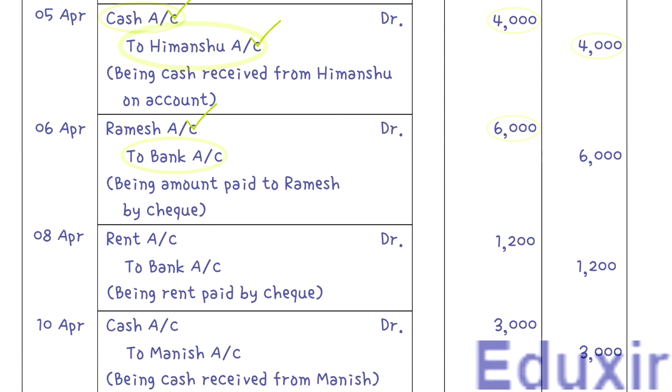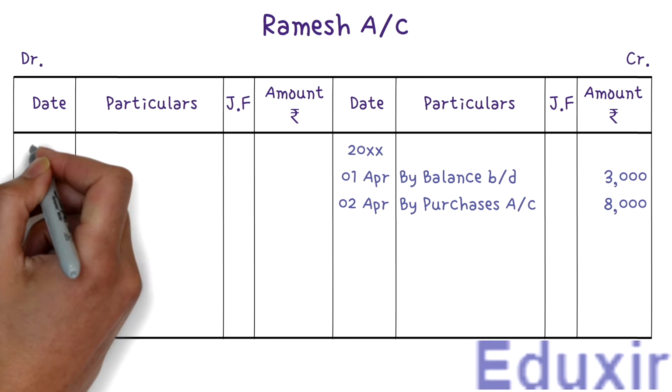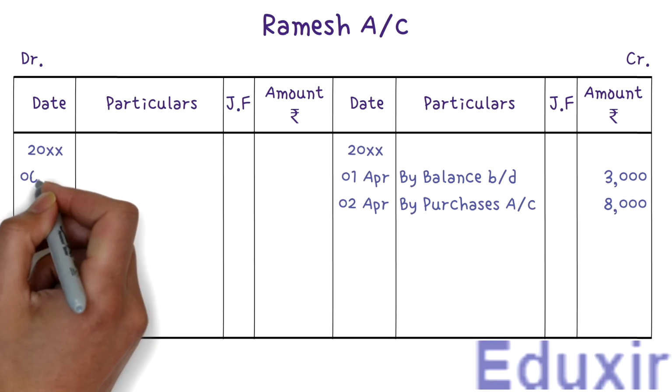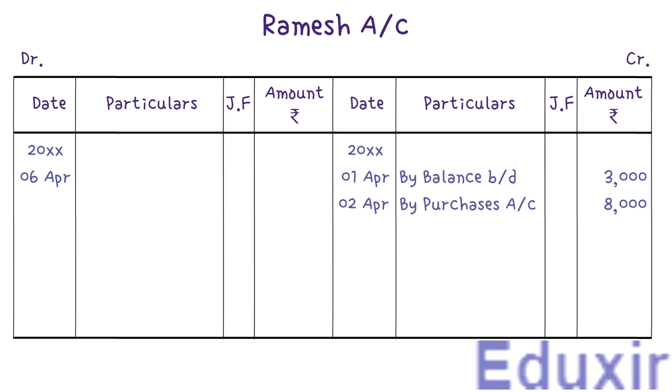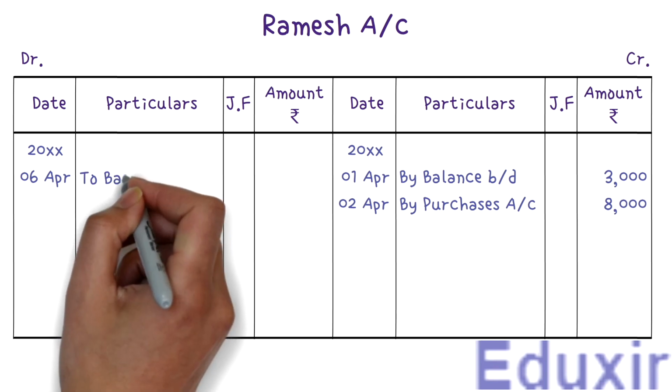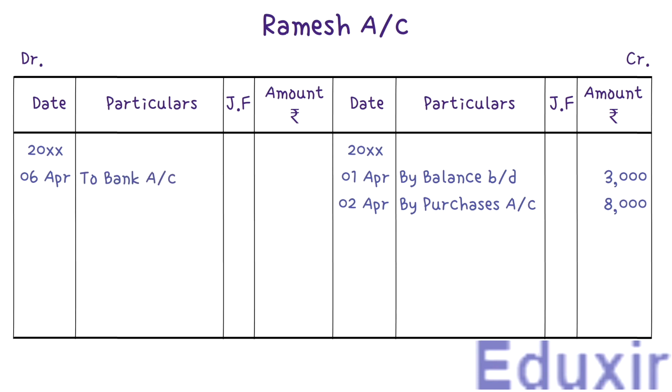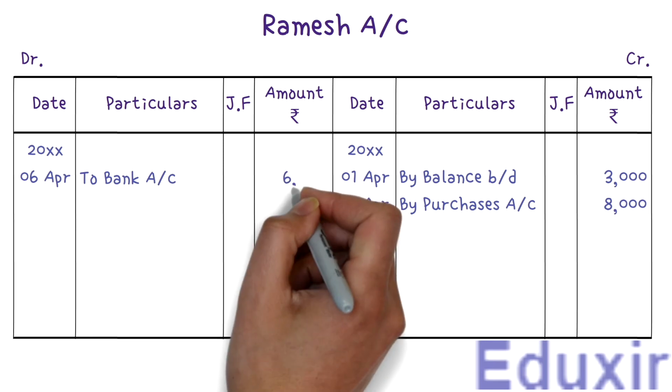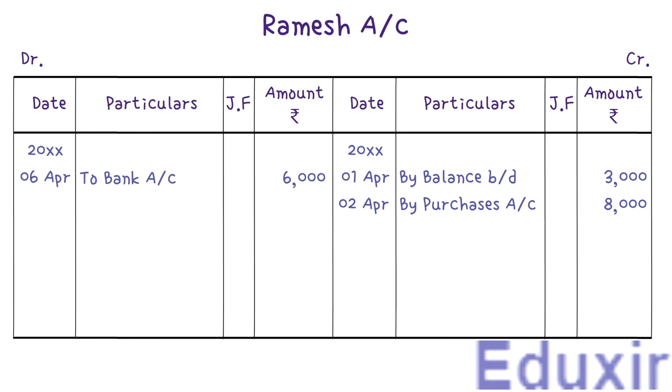As this is the first entry on the debit side, let us first write the year and then let us write the date. Let us then write to bank account into the particulars column. Let us then write the debit amount of 6000 rupees in the amount column. With that, we have completed the posting of this journal entry into Ramesh account. Let us now take up the next entry.